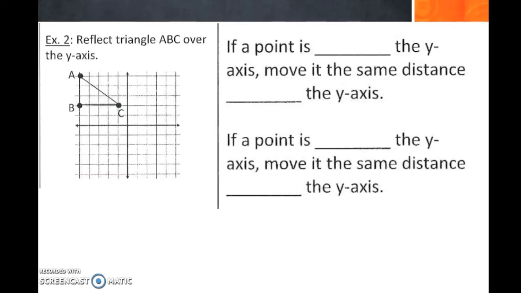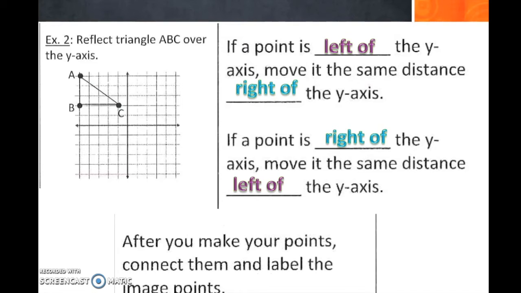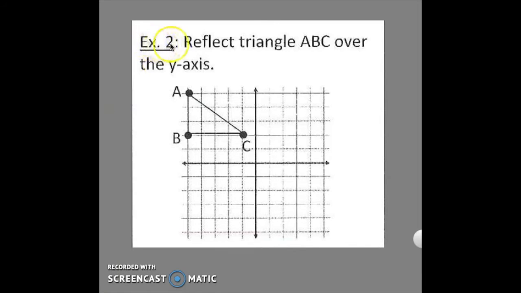Let's fill in that rule. If a point is left of the y-axis, we're going to move it the same distance right of the y-axis. If a point is right of the y-axis, we're going to move it the same distance left of the y-axis. Let's practice. So remember, after you make your points, you're going to connect and label your image as prime. Example 2. Reflect triangle ABC over the y-axis.